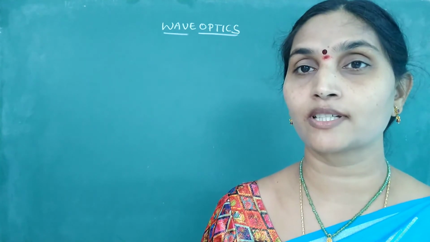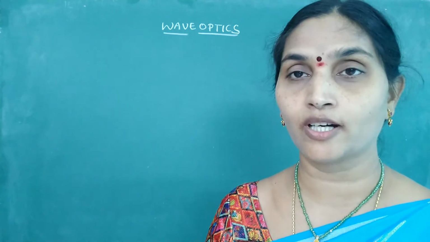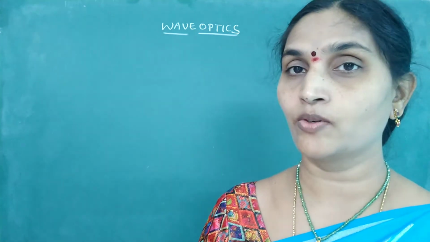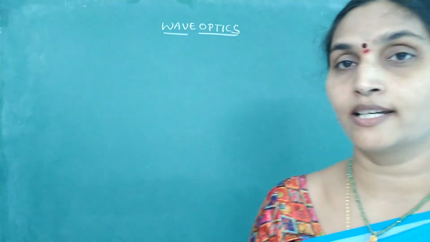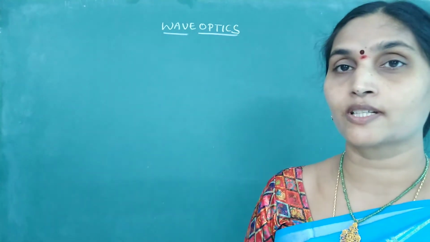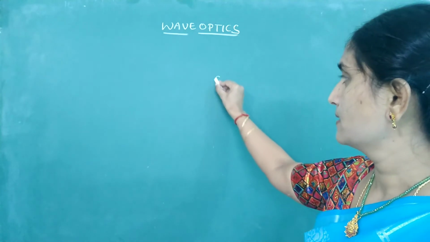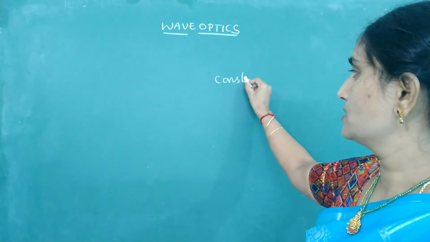First, the two sources which are emitting waves should be coherent in nature, and I told you how to get a coherent source of light. And if two sources are coherent, what are the conditions for path difference and phase difference for constructive interference? Hope you remember these conditions.